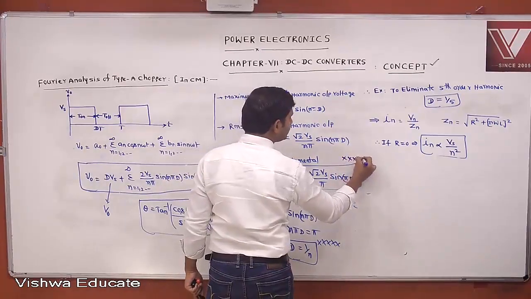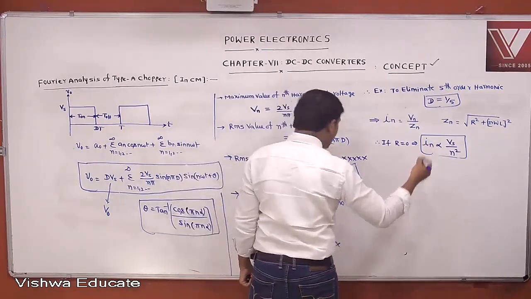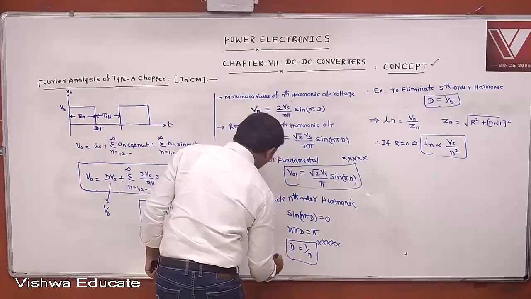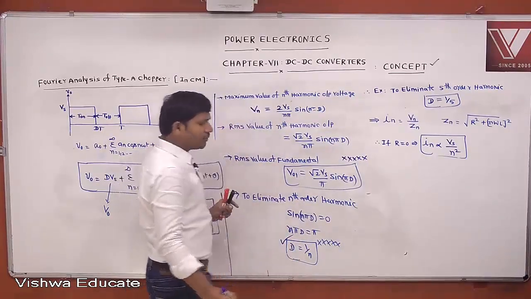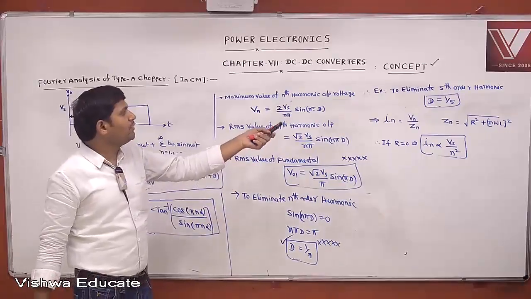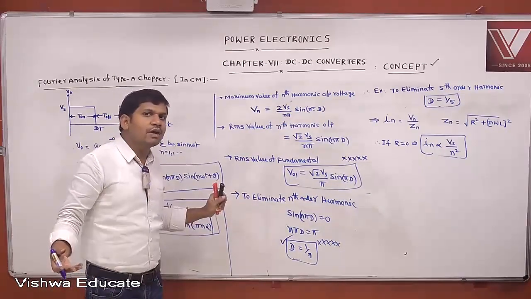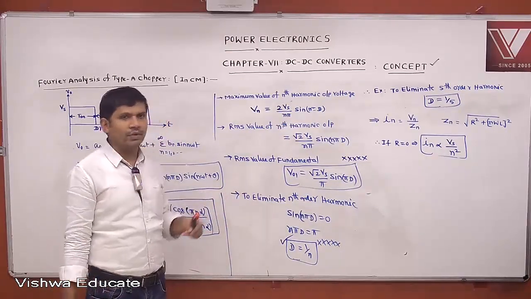Five star. To eliminate nth order harmonic, duty cycle equal to 1 by n. For example, to eliminate fifth order harmonic, duty cycle is 1 by 5. To eliminate seventh order harmonic, what is the duty cycle? 1 by 7. Like that you can write.